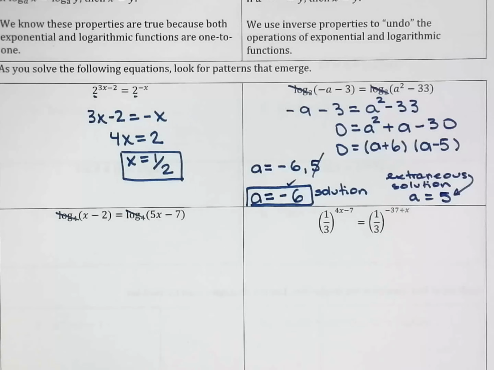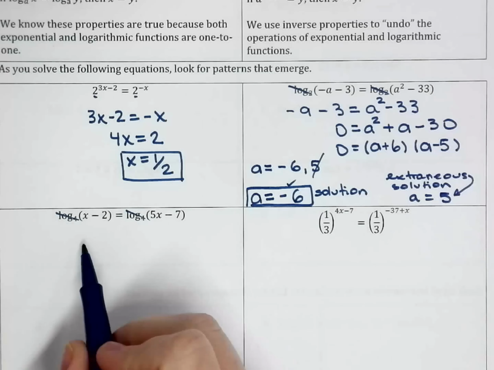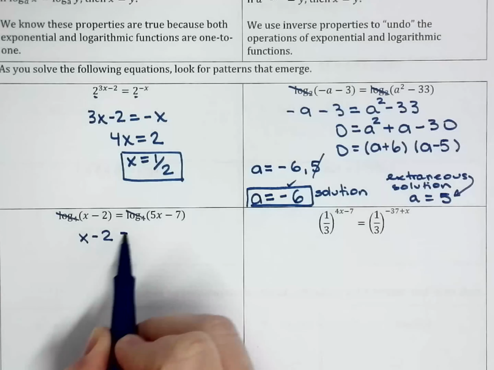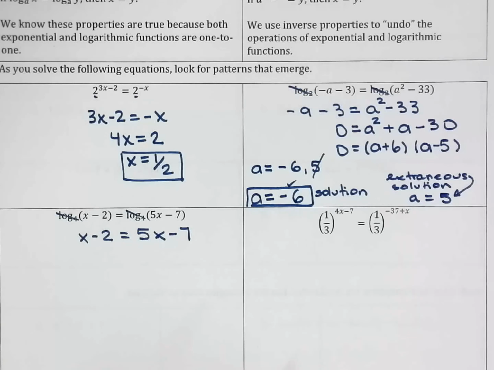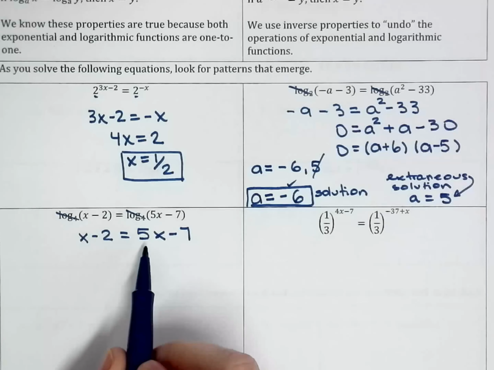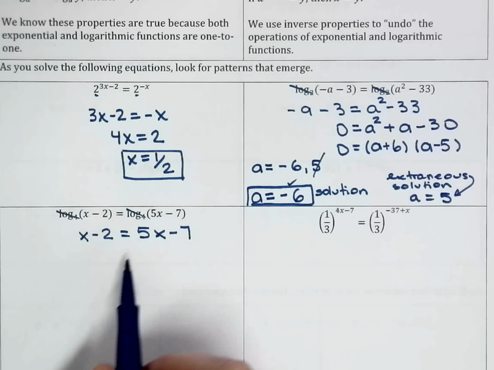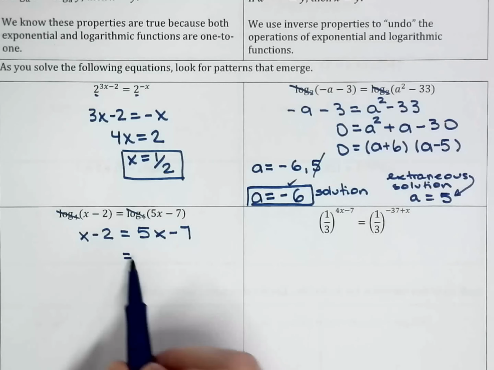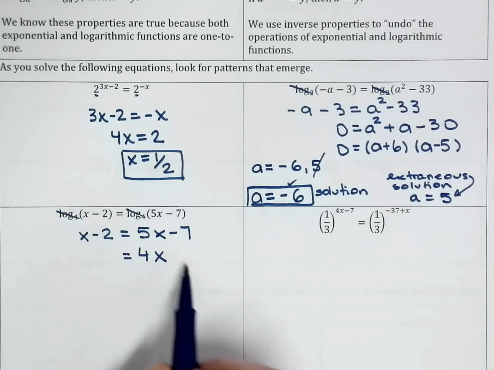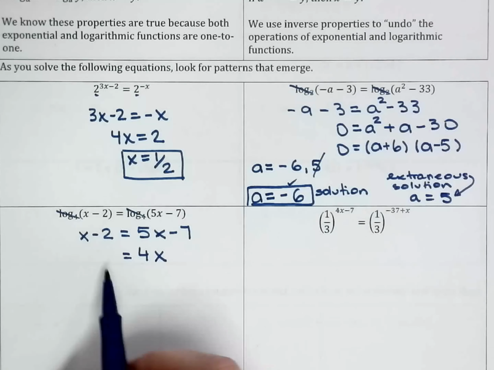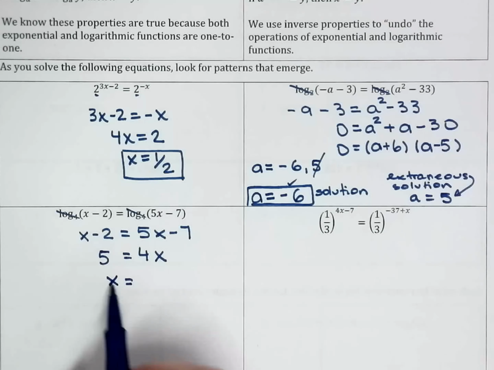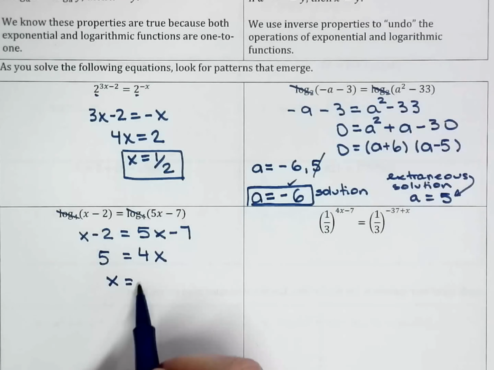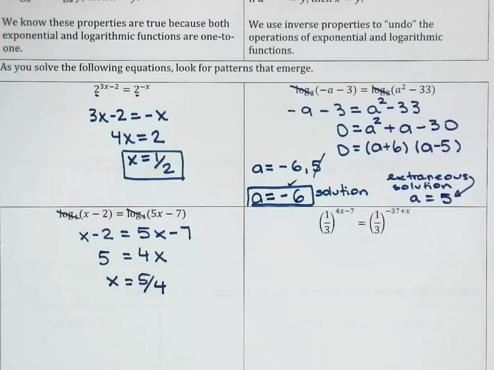Now I have log base 4 on both sides. That tells me that the arguments are the same. So x minus 2 equals 5x minus 7. So then I'm going to solve for x, minus x on both sides. I have 4x right here. Add 7 to both sides. I have 5 right there. Divide both sides by 4. I have x equals 5 over 4.